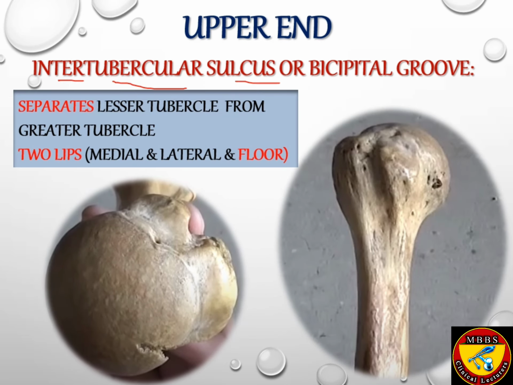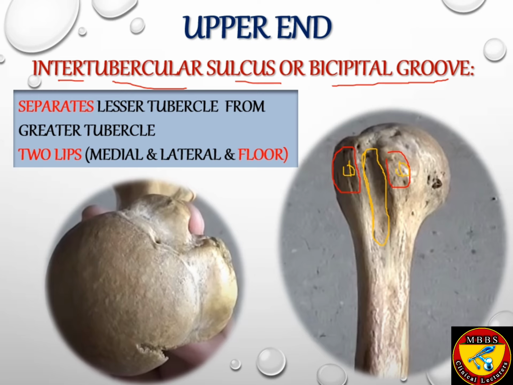Intertubercular sulcus or bicipital groove. This is the lesser tubercle and this is the greater tubercle. In between the greater and lesser tubercle, there is a depression or groove, or you can say a sulcus. This is called the intertubercular sulcus, which separates the greater tubercle from the lesser tubercle.